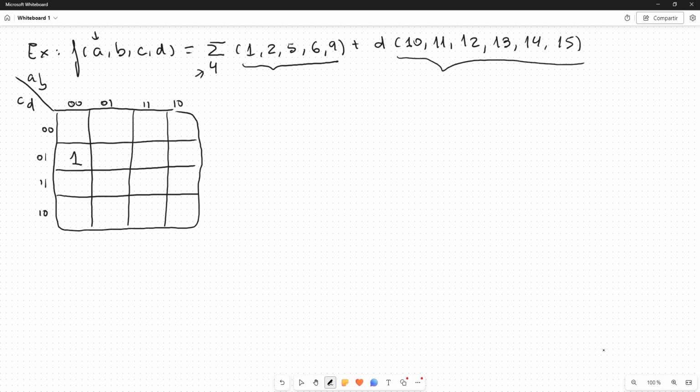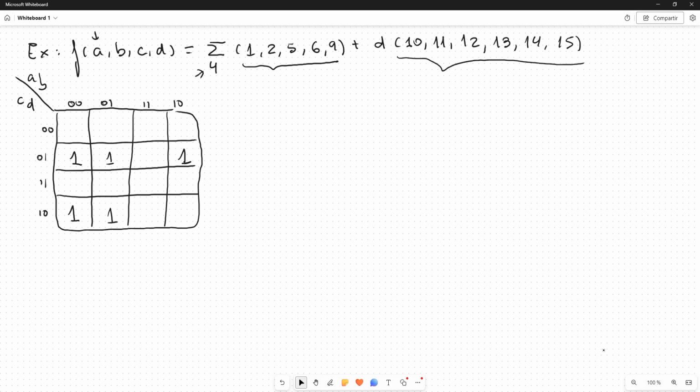In the minterm 2, that is 0010. The minterm 5, that is 0101. This is just counting in binary. It's just practicing, okay? The minterm 6 is 0110, that is here. The minterm 9 is 1001, it is here. And we have included all the ones of the function.